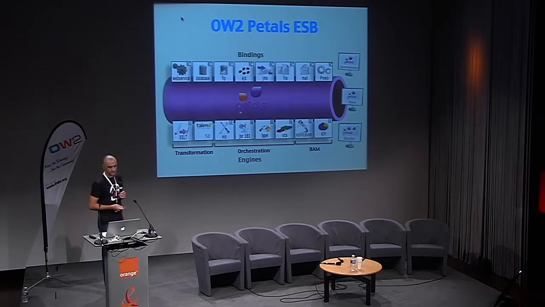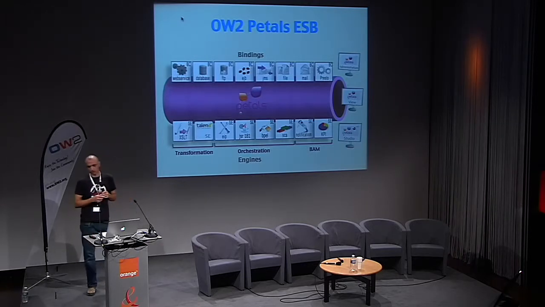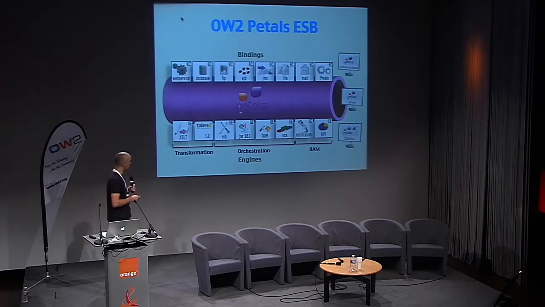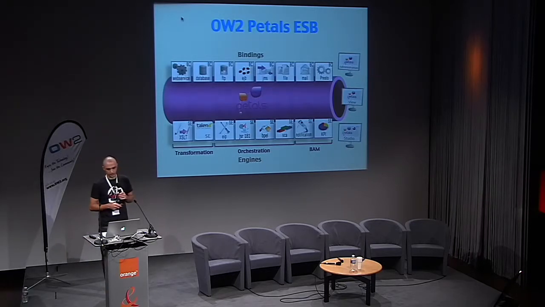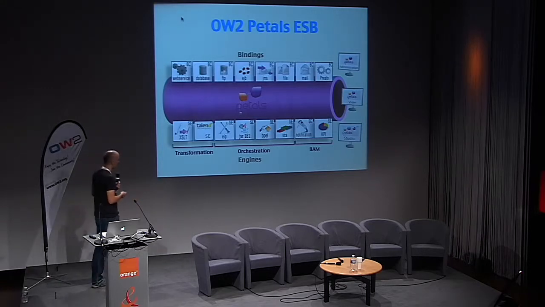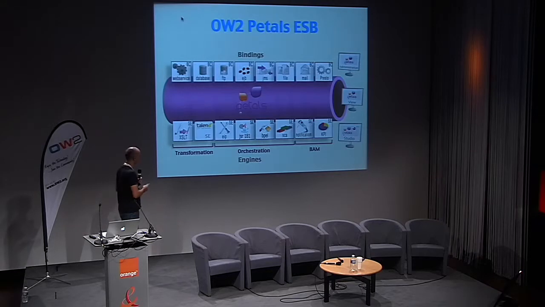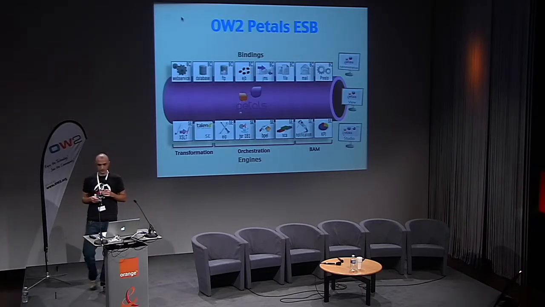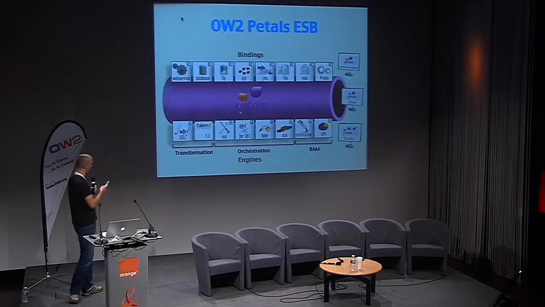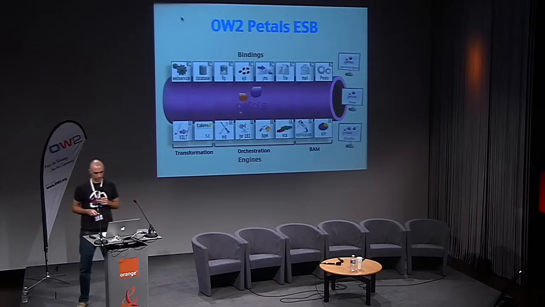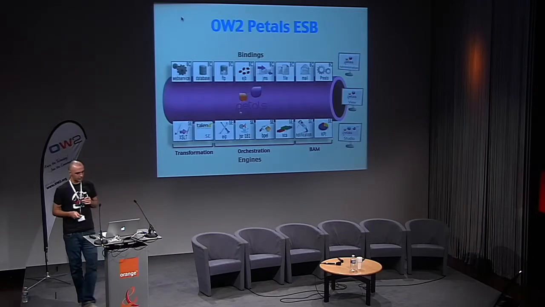So this is a high-level view of Petals Enterprise Service Bus. This is the backbone, and we have many components which allow us to bind services and to access services. We have many on the top, and we also have what we call service engines, which are about hosting services directly on the bus. For example, we have a Talend component in order to integrate data in the bus, and we have many other ones.